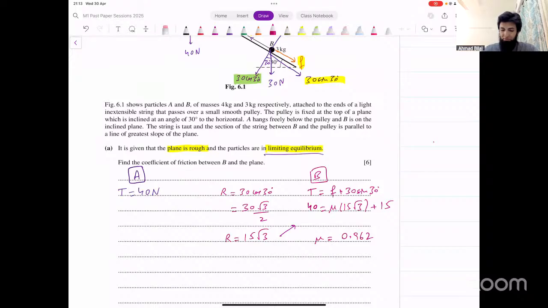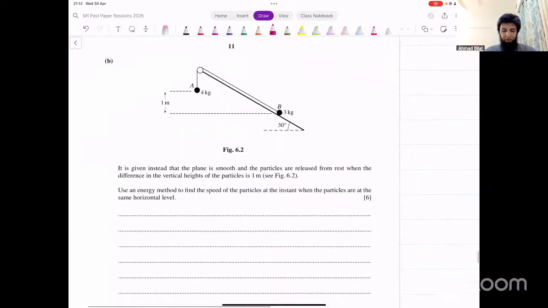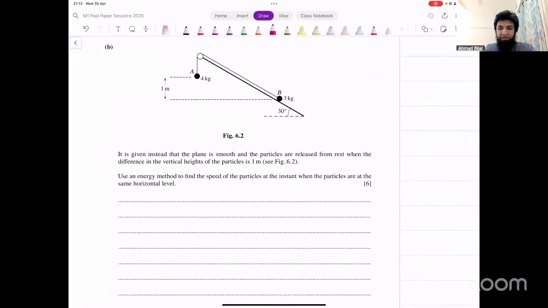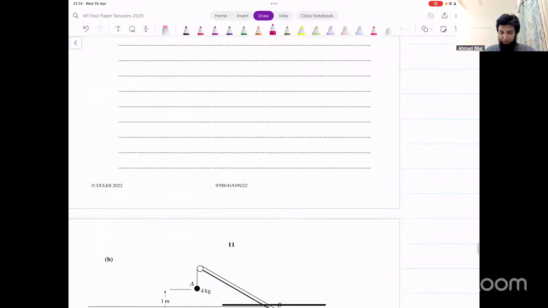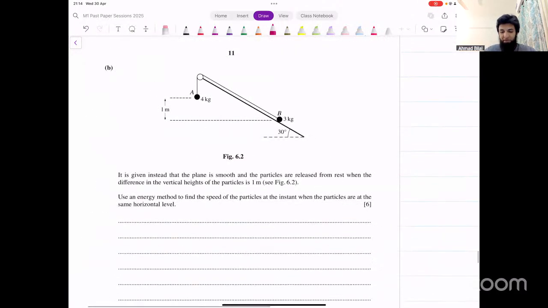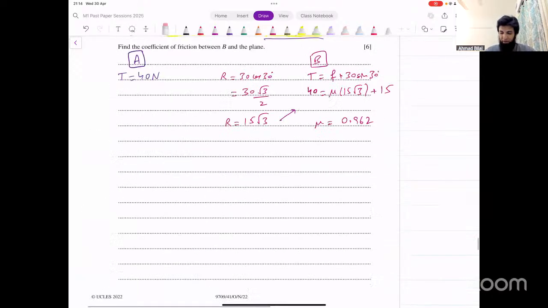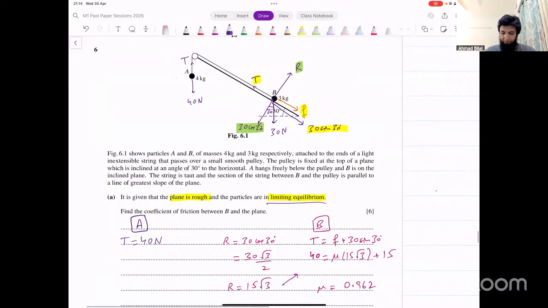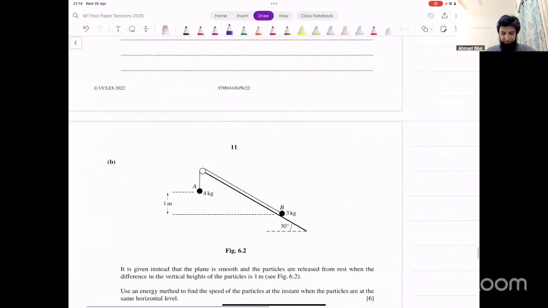Okay, that's part A. Let's move on. Part B, it says it's given instead. How is this for 6 marks? Yes, I have no idea, because maybe they've compensated in the next part. Next part here, this is a bit difficult, although it's also not going to take that much time. But yeah, it's fairly straightforward.